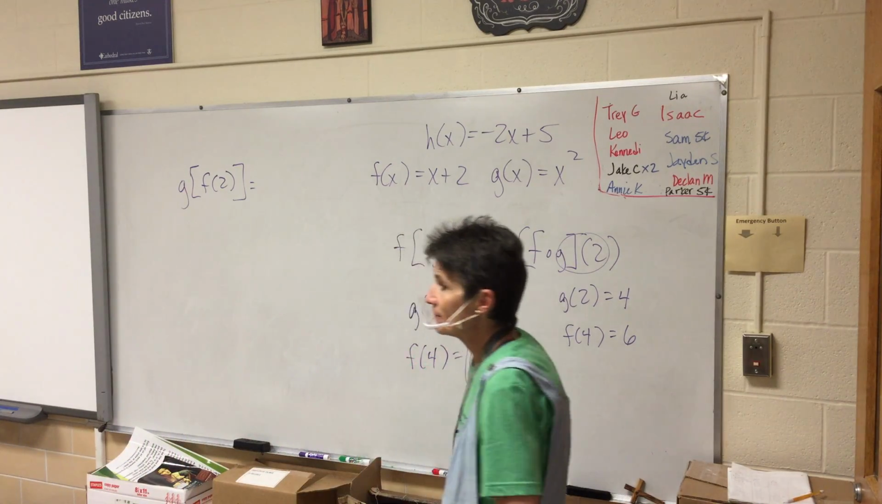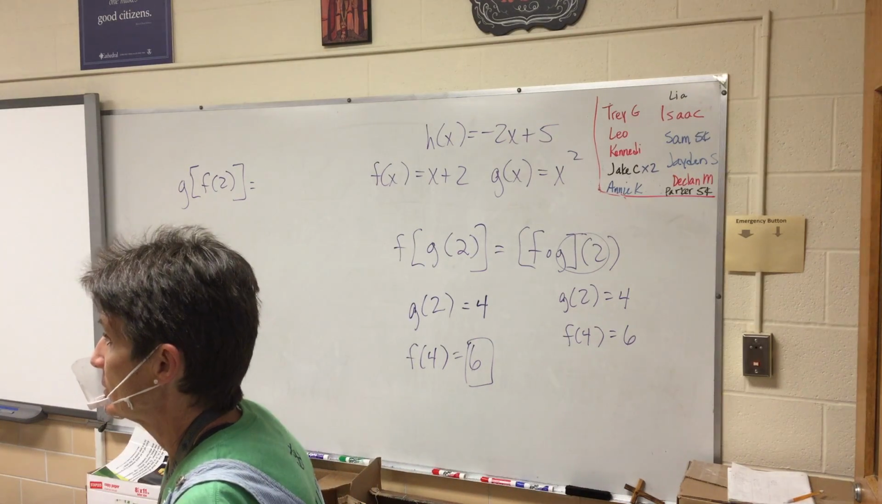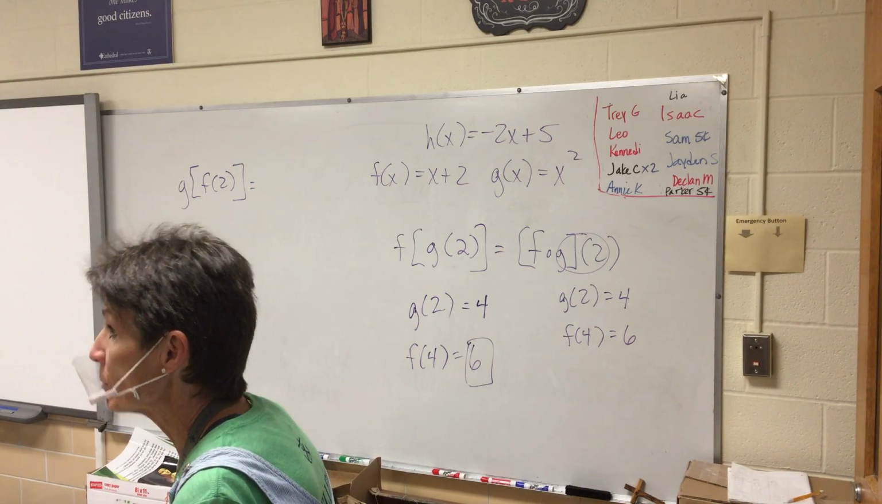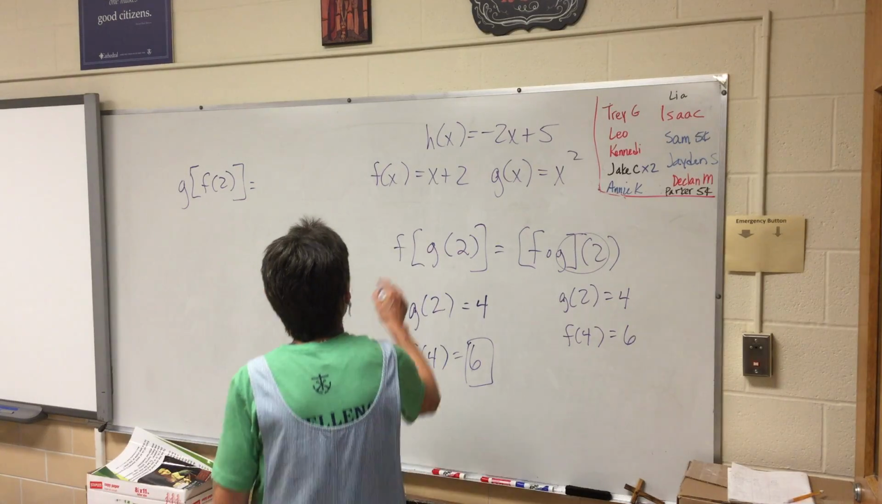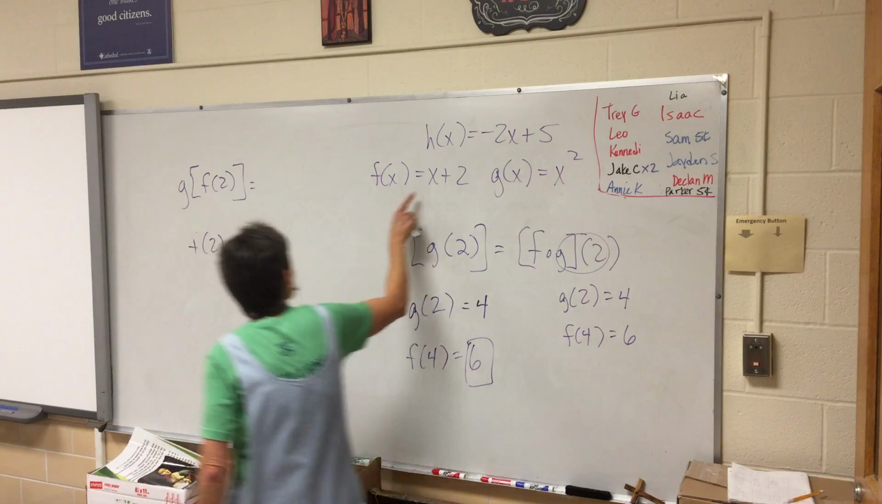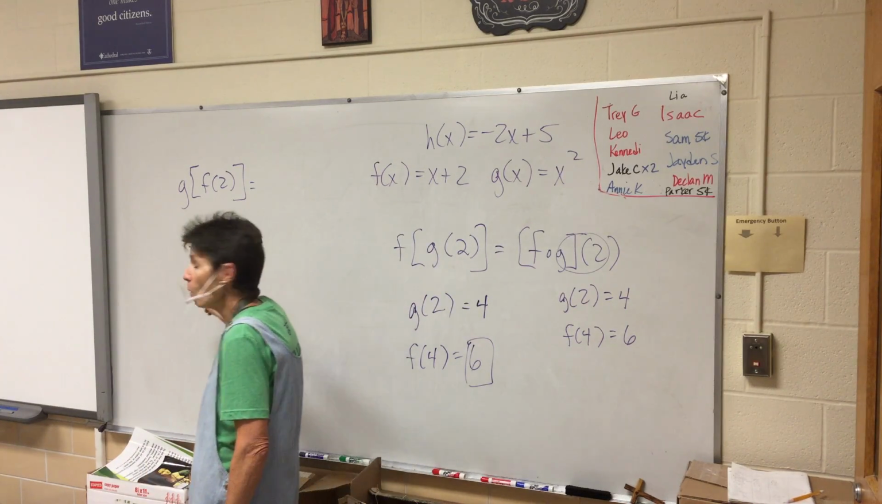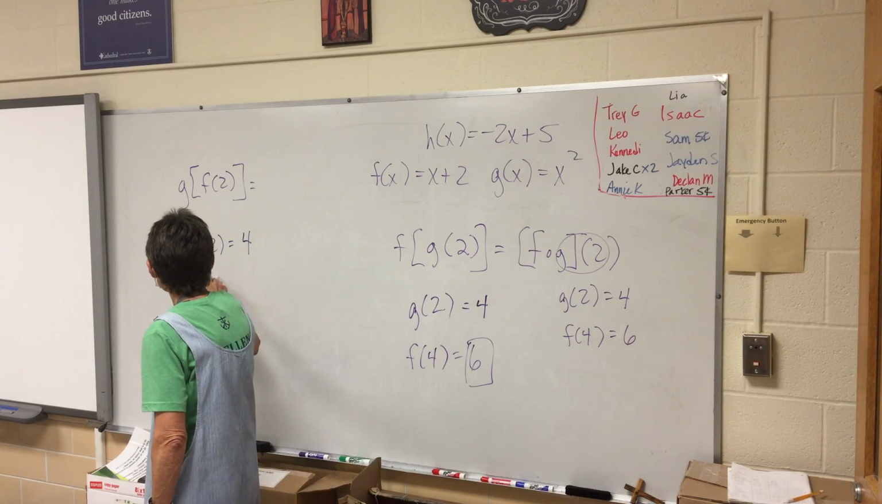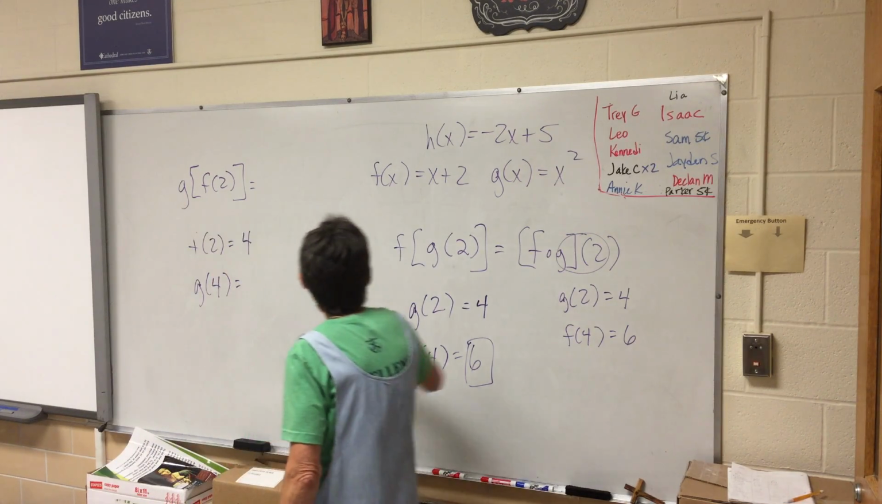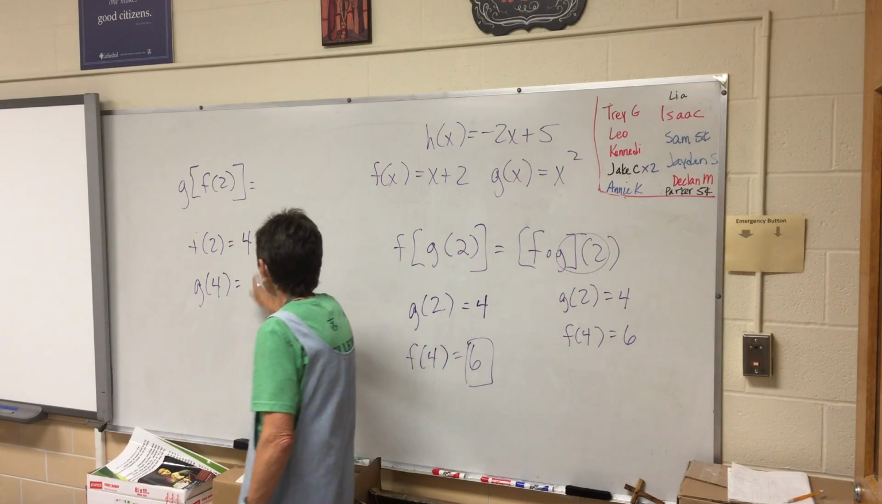All right, so g of f of 2, what do I start with? Take the 2, and where do I put it? Into f. So what's f of 2? 4. Very good. Now I'm going to take the 4, and I'm going to put it into g. So what do I get when I put 4 into g? 16. That's the answer to the problem.